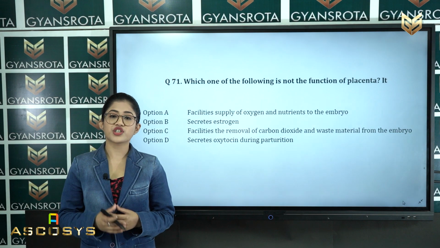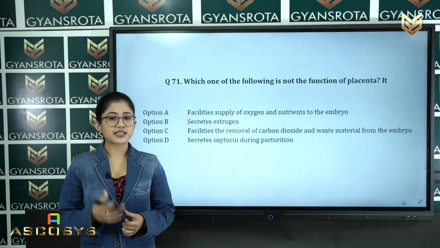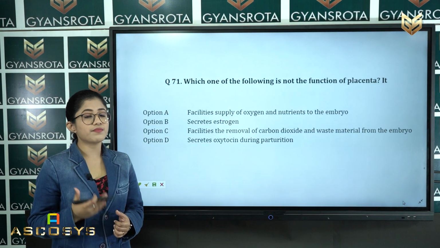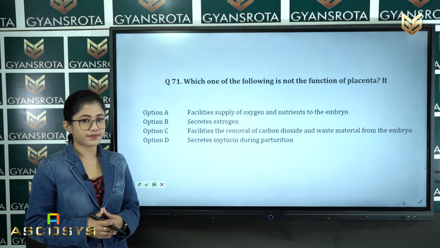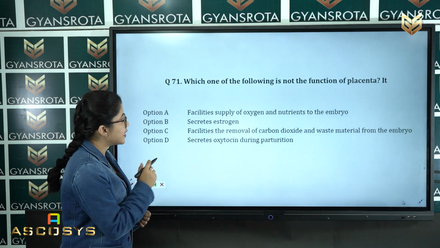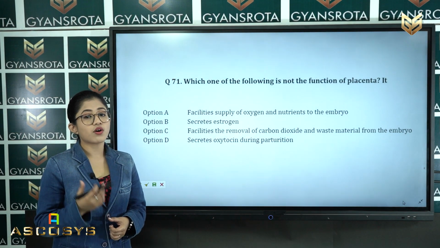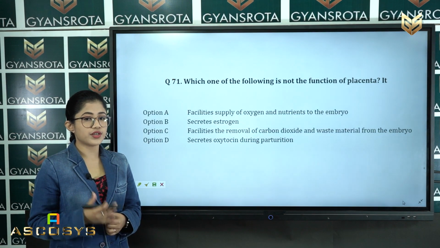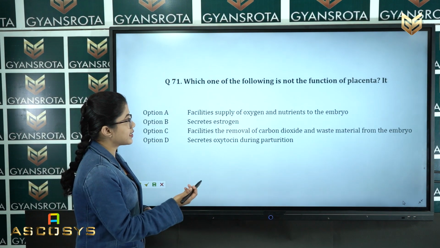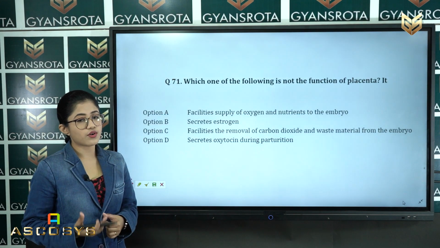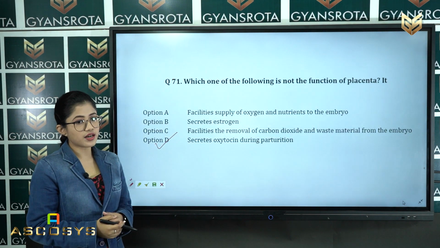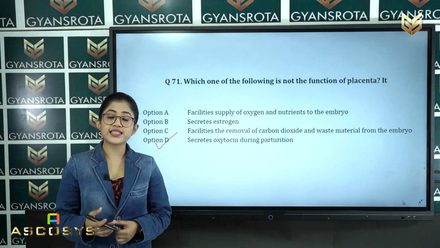Student, this is also from the chapter Human Reproduction. So, among these 4 statements, you have to select the statement which is not matching with the function of placenta. So, what is the correct answer? In option number D, it is written, it secretes oxytocin during parturition. That is the incorrect statement, because the placenta does not secrete oxytocin. That means option number D is the correct answer for this question. Now, let us see the next question.